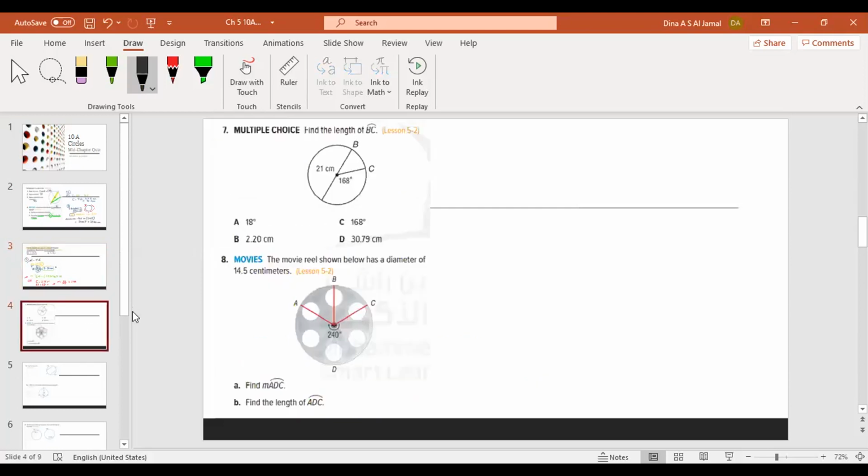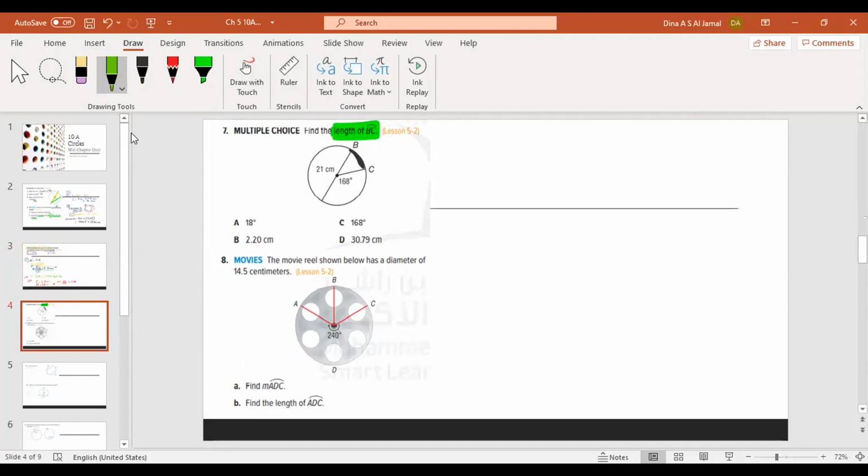Let's go to question 7, and it is a multiple choice question. Find the length of BC. So he would like you to find the length, and pay attention. He doesn't want the measure. He would like to have the arc length. So let's focus on this. So I'm getting you a question like this.